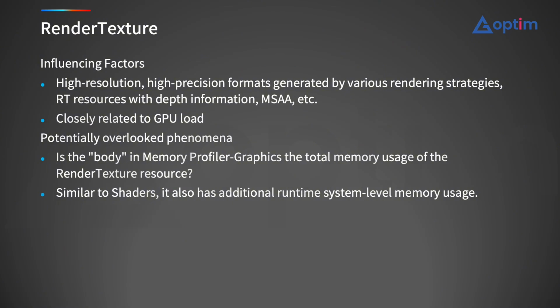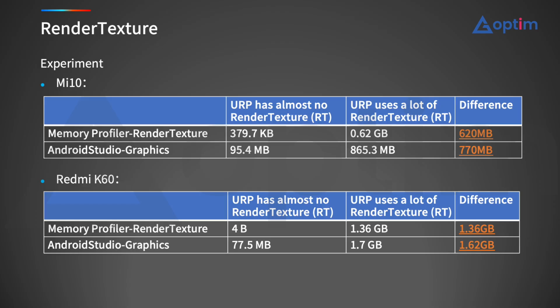Many developers assume that the render texture memory shown in Memory Profiler graphics represents the full cost of the resource. Unfortunately, that assumption is not always correct. Like shaders, render texture allocations can also include additional system-level memory usage that is not fully tracked by engine profilers. Let's look at a test case.